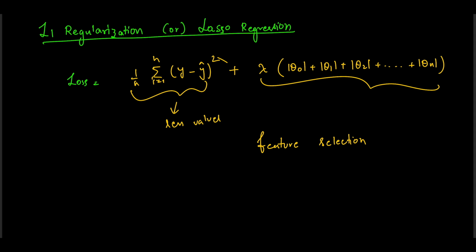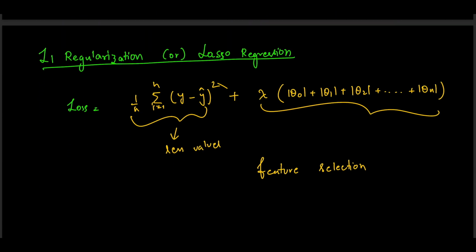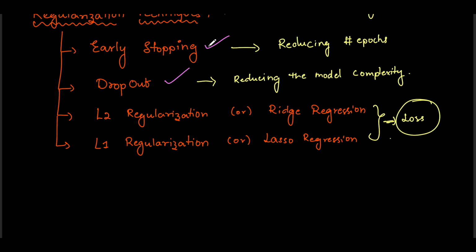But if you feel that all features are important and need to be used in order to produce our output, then we should be using L2 regularization. So these are the two regularization techniques, apart from early stopping and dropout. In case of early stopping, we'll try to reduce the number of epochs. We are not adjusting anything in the loss function, nor changing the architecture that we have. But in case of dropout, we are directly trying to reduce the model complexity by dropping out a few neurons in each epoch. Whereas in case of L2 and L1 regularization, we are directly adjusting the loss function so that it will never go to zero. Basically, the loss that I'm talking about is the training loss.